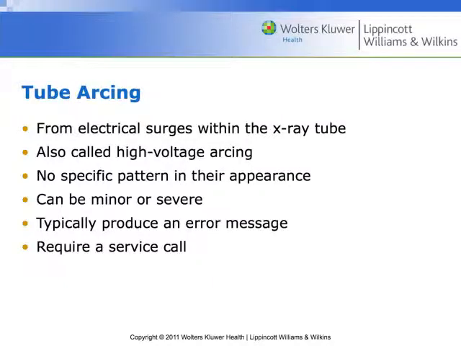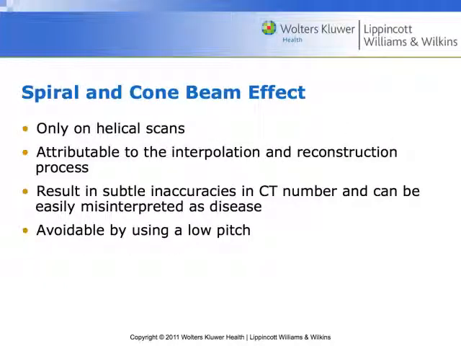2 more slides. Spiral and cone beam effect. This is only with a helical scan, and it's going to be attributed to the interpolation and reconstruction process. So it's going to result in subtle inaccuracies in the CT number, and it can be easily misinterpreted as a disease, right? These are avoidable by using a lower pitch number. So if we're starting to see these kind of inaccuracies in our scanning protocols, we may need to think about bringing our pitches down closer to 1, right?